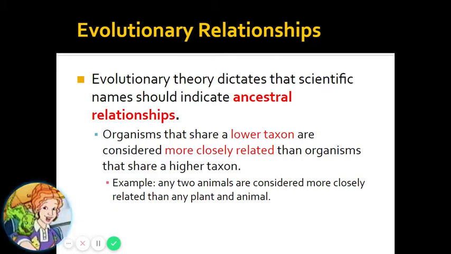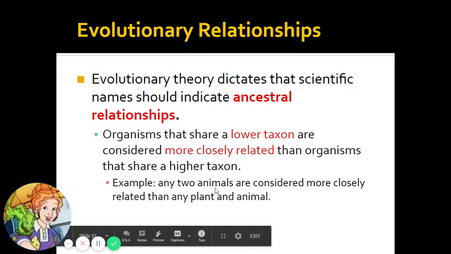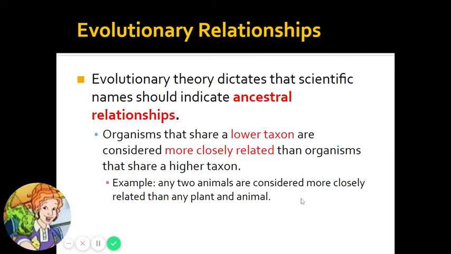So if they're together in one of the lower taxa, for example, if they're in the same genus, they're going to be more closely related than if they're just in the same kingdom. Also, for example, any two animals are going to be more closely related than a plant and an animal because they're in different kingdoms.